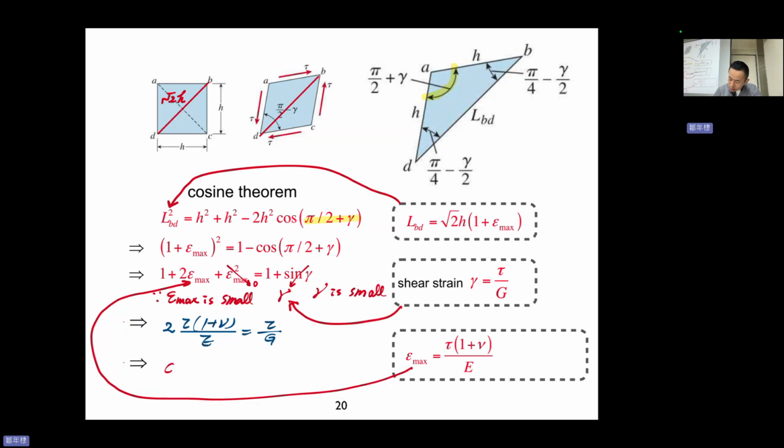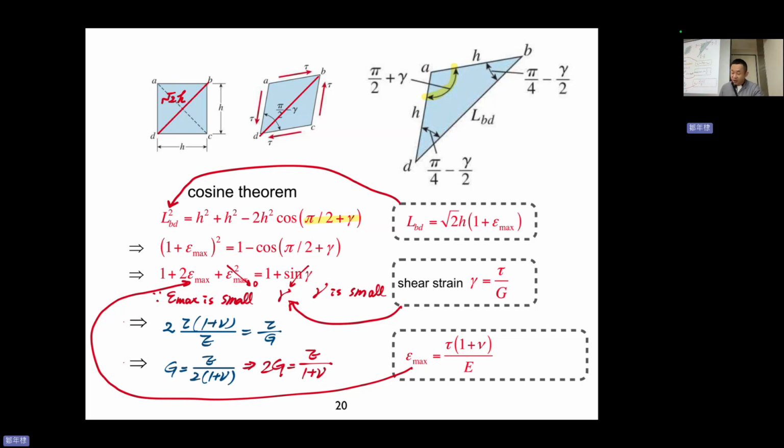And then we can get G equal to E over 2 times 1 plus nu. So that's the relationship between E and G. Okay. And interestingly, we can also think of it as 2G equal to E divided by 1 plus nu.